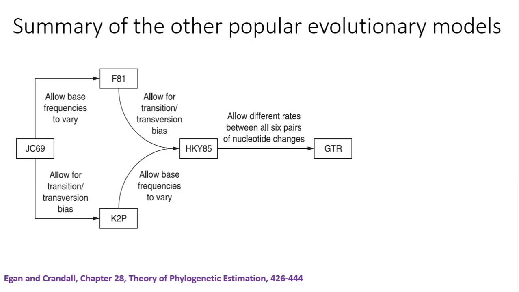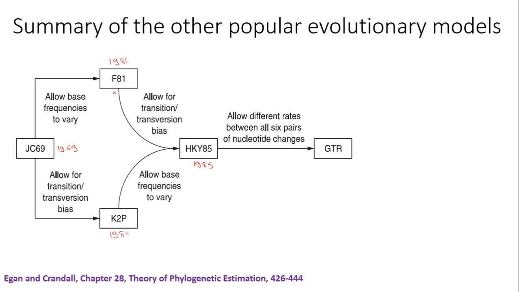Okay, so let me again revise everything that we have discussed so far. JC69 happened in 1969. Based on this JC69, the K2P model was proposed by allowing transition and transversion bias. It was proposed in 1980. In 1981, Felsenstein again modified the same JC69 model, but allowed the base frequencies to vary as well. In 1985, the HKY85 model was proposed that somehow incorporated the ideas from all the previously generated models.